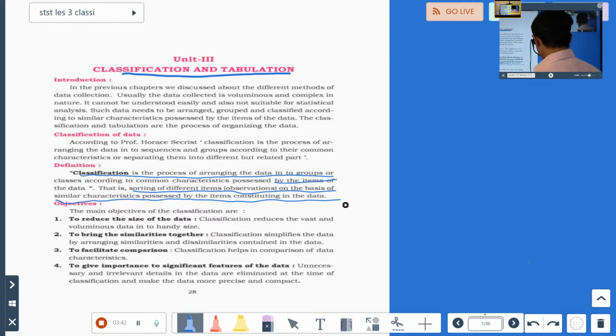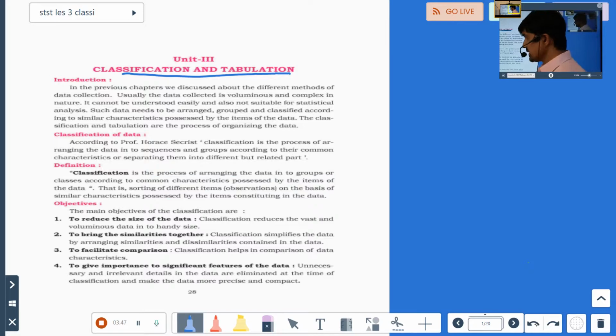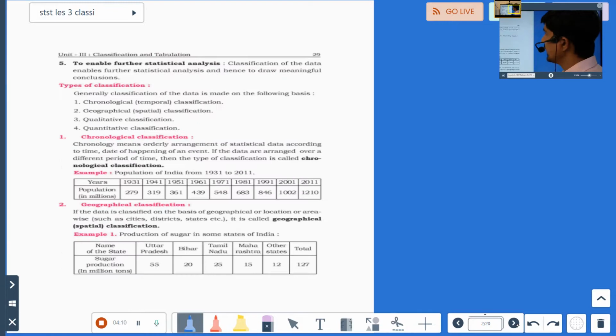Now, what are the objectives of classification? They have asked this as a 5 marks question. What are the objectives? It means, why do you classify? Okay, if you see it, it's used to reduce the size of the data. Second one, to bring similarities together, to facilitate comparison, to give importance to significant features of the data, and to enable further statistical analysis.